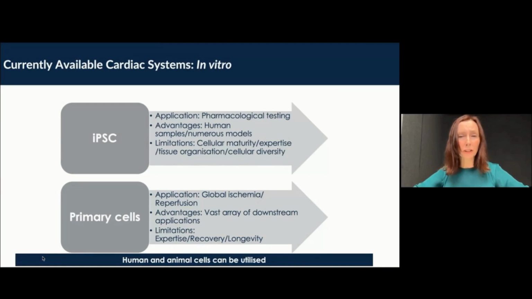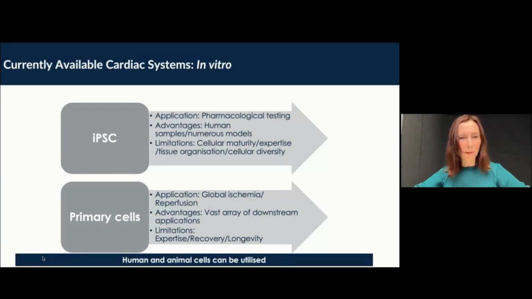Some of the limitations, obviously, it can be tricky to achieve cellular maturity in these cells. Expertise is obviously another important part of that, but cellular diversity can also come into play as a potential limitation, as well as how the cells actually organize themselves by comparison to what we would expect in a non-in vitro setting.